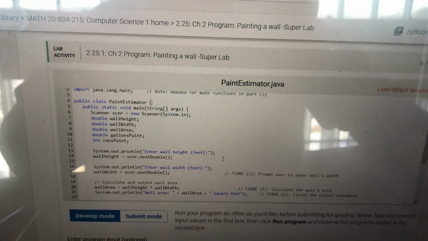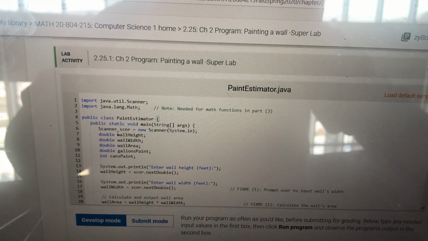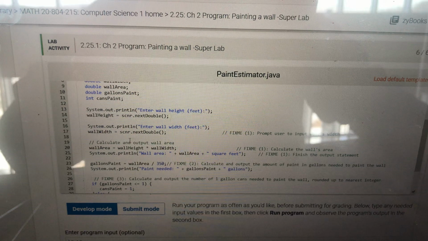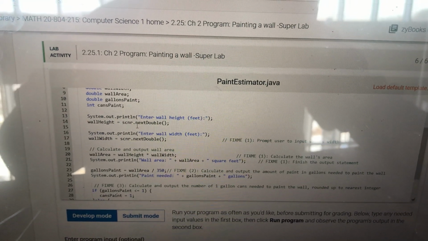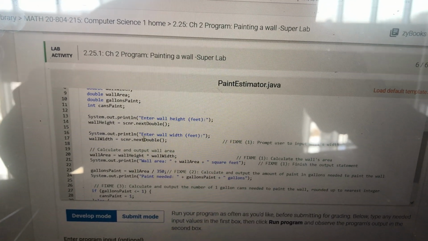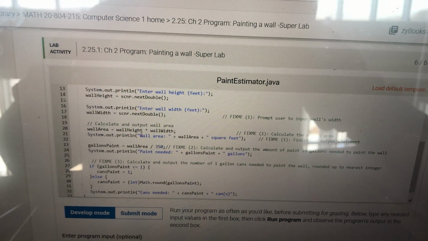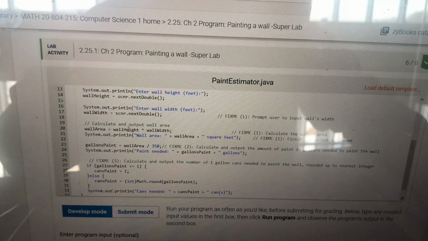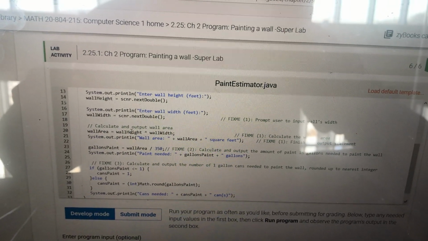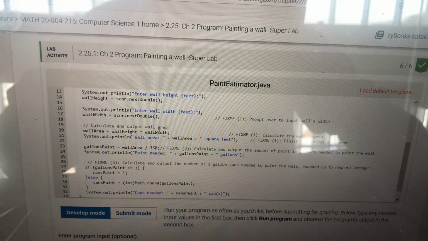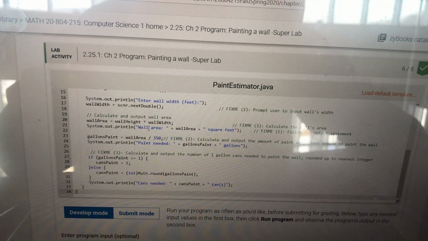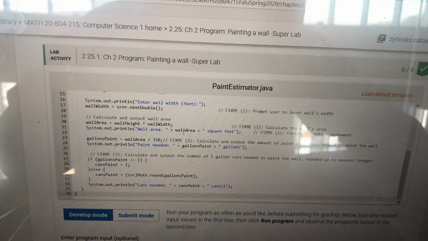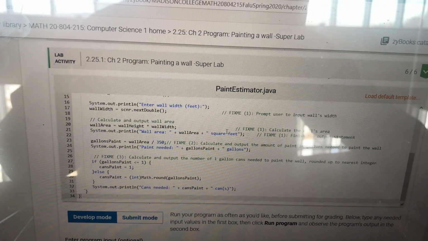So I started off with just initializing my variables and prompting the user to enter what the height and the width are. And then I calculated the area using the area formula for a rectangle, which is just height times width. And then it prints what the area is. So it says wall area, outputs the wall area, square feet.